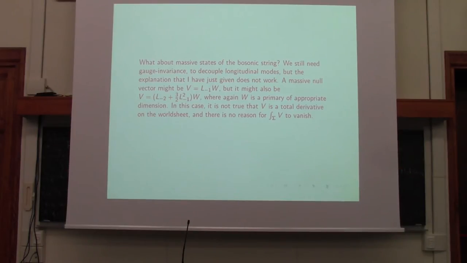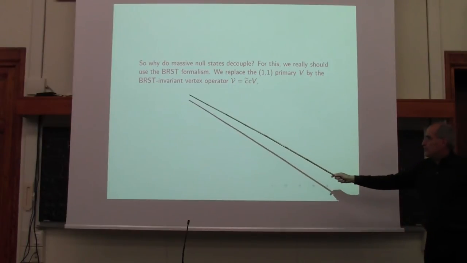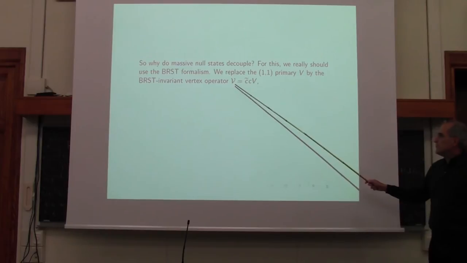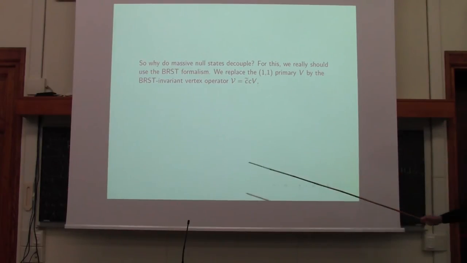So why do massive null states decouple in the bosonic string? For this, we really should use the BRST formalism. We replace the (1,1) primary V by the corresponding BRST invariant operator, including the ghosts. I call it curly V, it's V times c c tilde, where c and c tilde are holomorphic and anti-holomorphic ghosts.